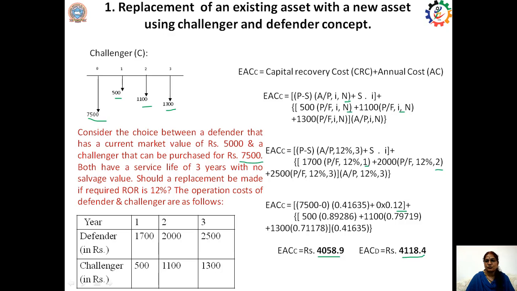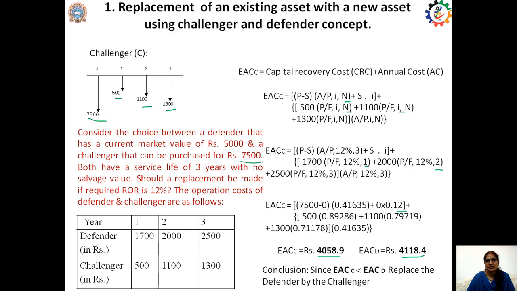Out of these two, you just see which is lesser, because both are costs. Whichever is less should be preferred. So conclusion: since the equivalent annual cost of challenger is lesser than that of defender, replace the defender by the challenger. Whichever is less is preferred. Which is less? For challenger. So challenger has to replace the defender. That is the conclusion. Conclusion should be written neatly with the justification.